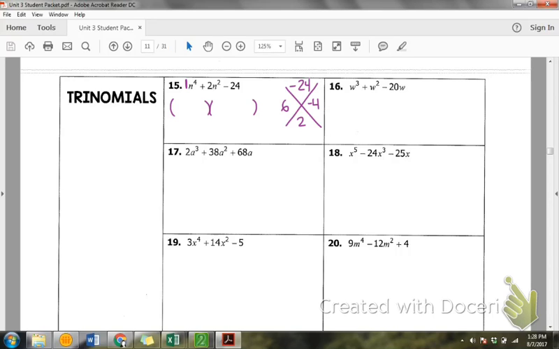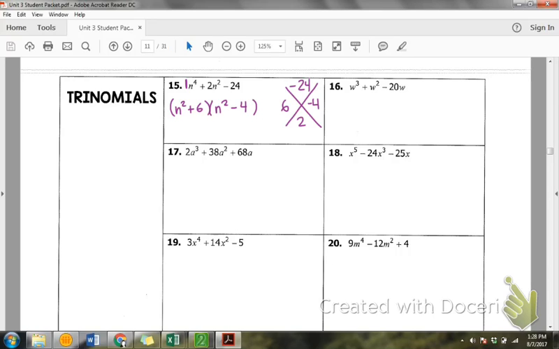Usually when we would split this, we'd put an n and an n, right? Because it was coming from n squared. But now that it's coming from n to the fourth, we're going to put n squared and n squared. So everything else looks the same. N squared plus 6 and n squared minus 4.